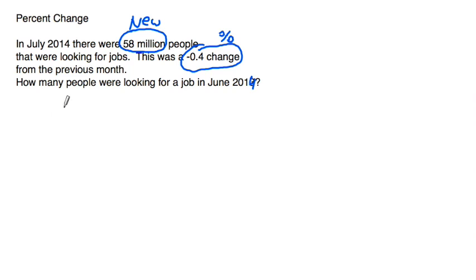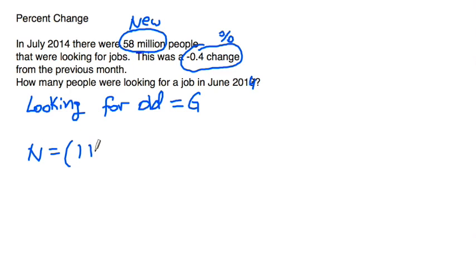Alright, so this is definitely a new minus old type problem. The problem is you're looking for old, which in our new formula is grandma. So we have to use the new value equals 1 plus x over 100 times grandma, the old value, and plug in what we know. So the new value is 58 million people. I'm just going to write 58 and understand that our answers are going to be in the millions.